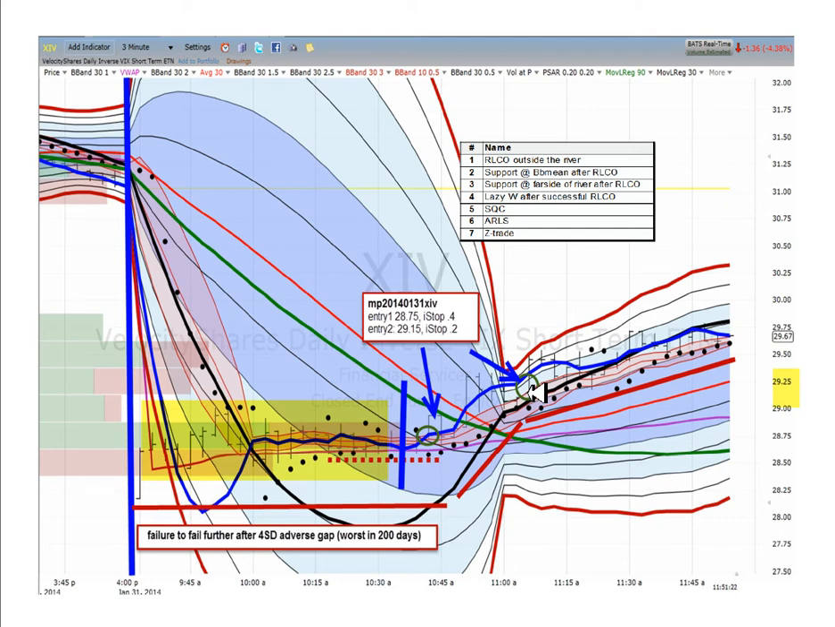But since I usually use a 0.2 stop on this, I felt like I had an R in hand with momentum. And so as price leaves the river, like a sideways quiet channel leaving the river, I get my second entry at 29.15 with a 20-cent stop. Again, failure to fail further. I'm moving my stop up as we go.